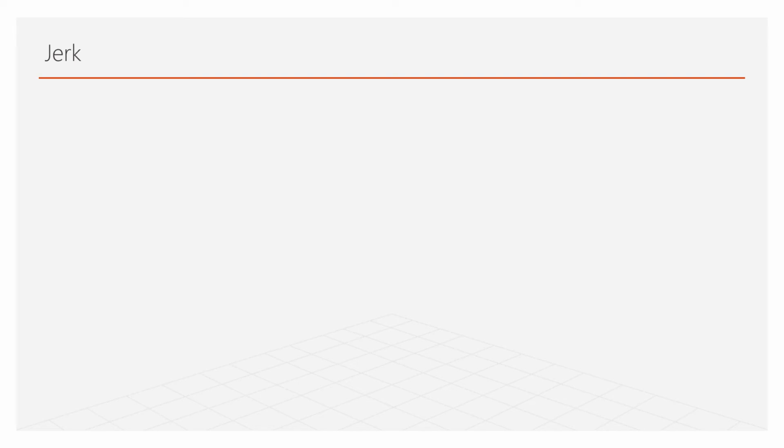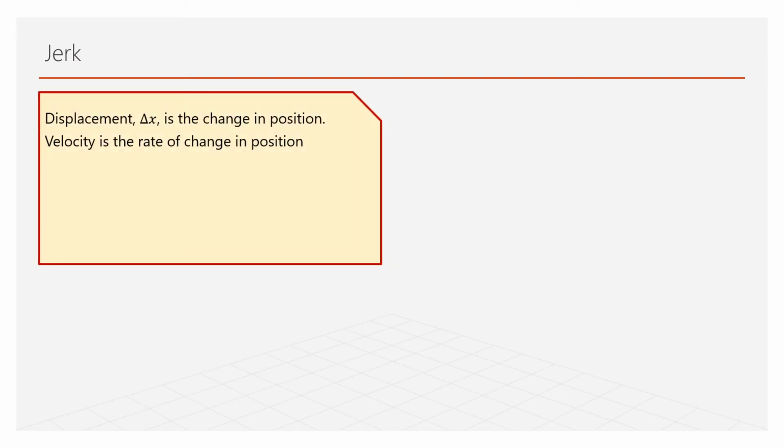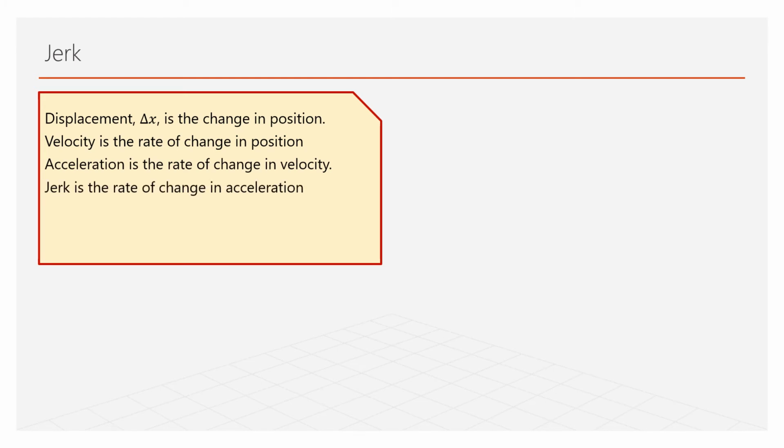After acceleration is jerk. We saw that displacement is a change in position, and velocity is the rate of change in position. Acceleration is the rate of change in velocity. The next step is jerk, where jerk is the rate of change in acceleration, and it is defined like this: J equals delta A divided by delta T.